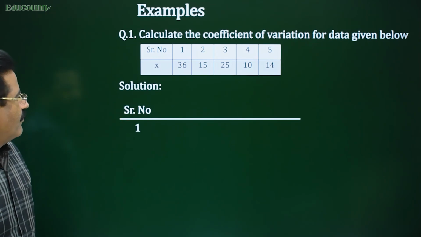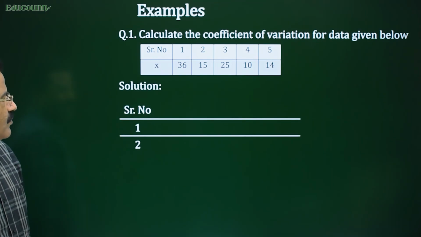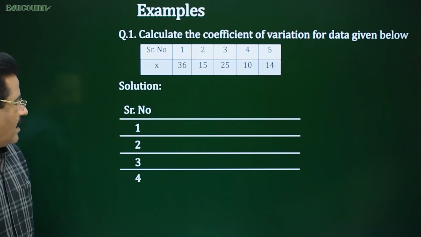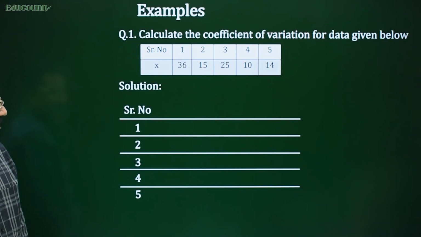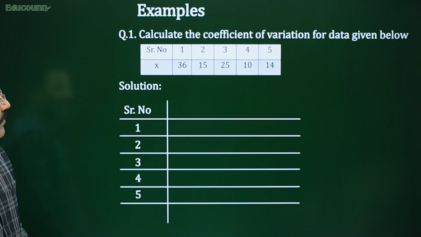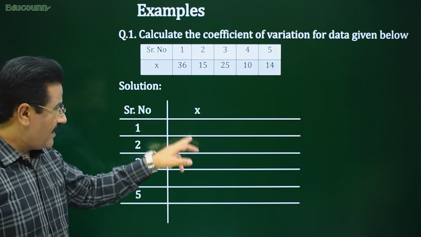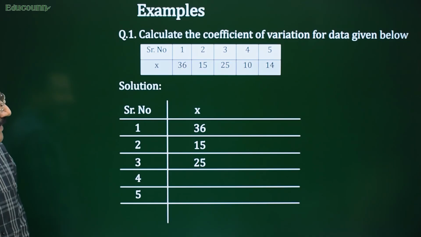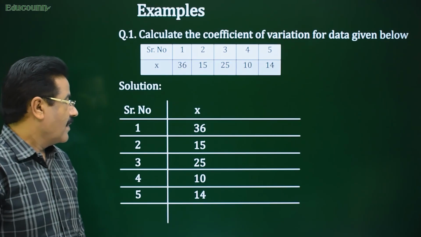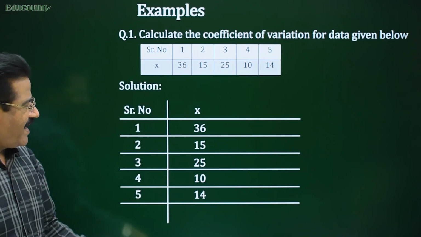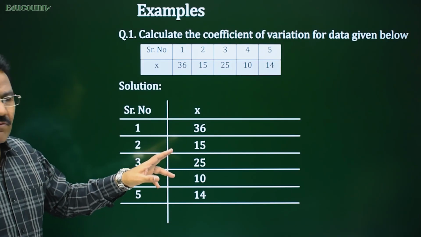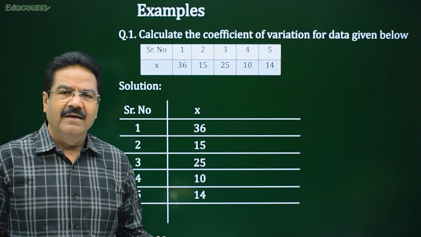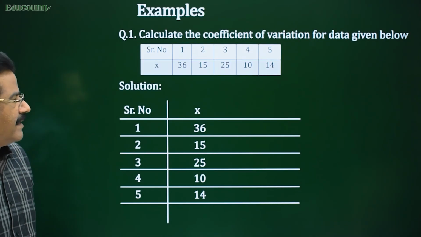First one, we can write down this data 1, 2, 3, 4, 5 as per given. Then next, second we can take now x. Write down the values of x as it is 36, 15, 25, 10 and 14. Here we can see that values of x are varying with difference. That's why there is no question of any substitution. We are going to do it directly.